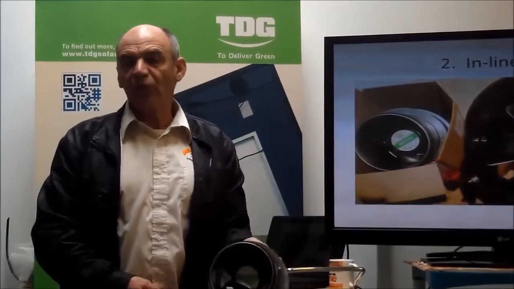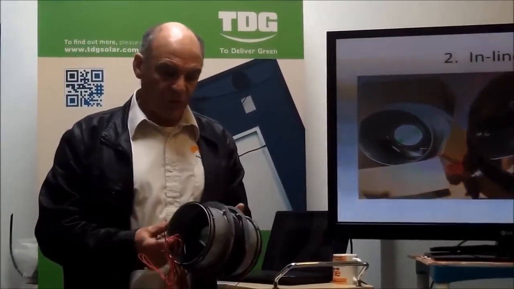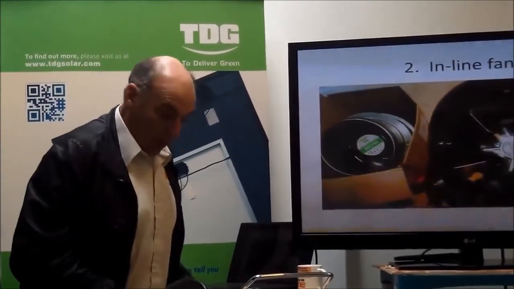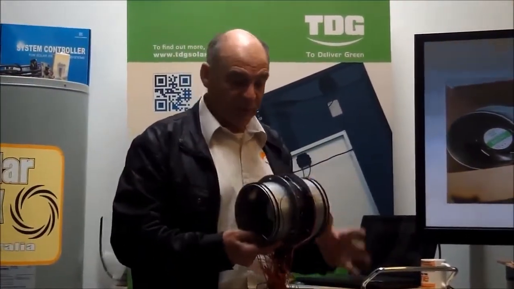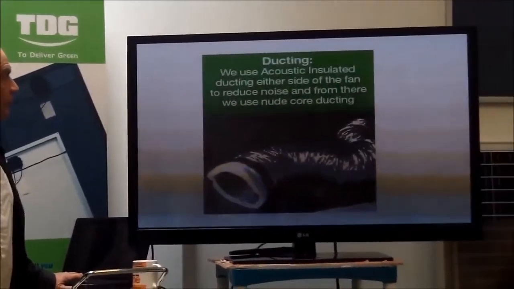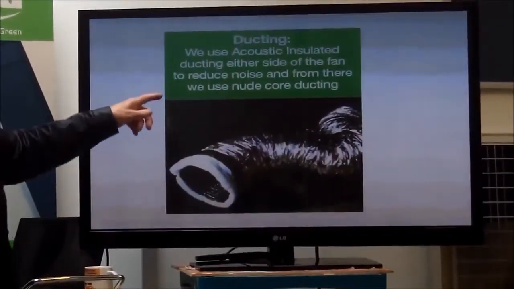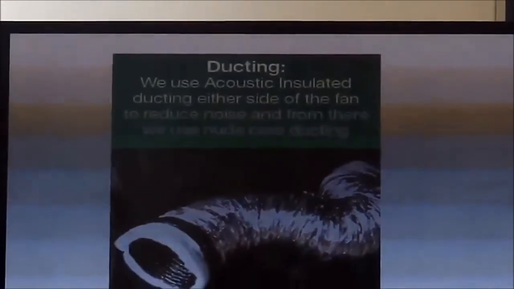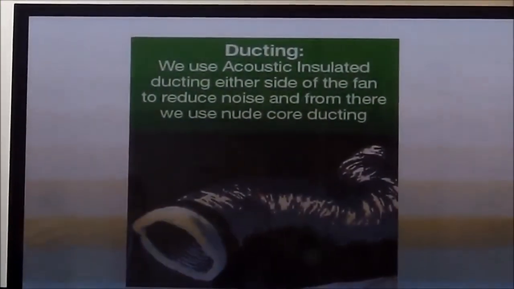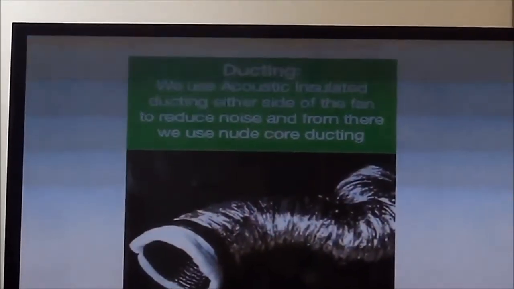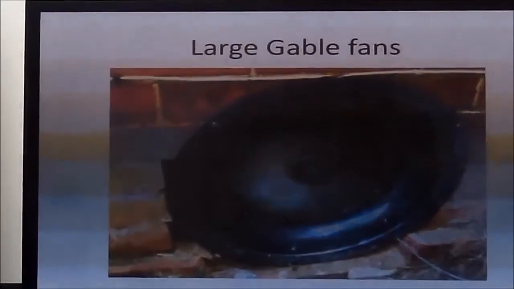Right. These are all 12 volt fans. There's I think 4 different models, 4 different speeds. And there's 2 or 3 different diameters. This is the ducting we use. We use the insulated ducting close to the fan because it muffles the sound. Otherwise, if you use the straight aluminium, it amplifies the sound and you can hear it running.